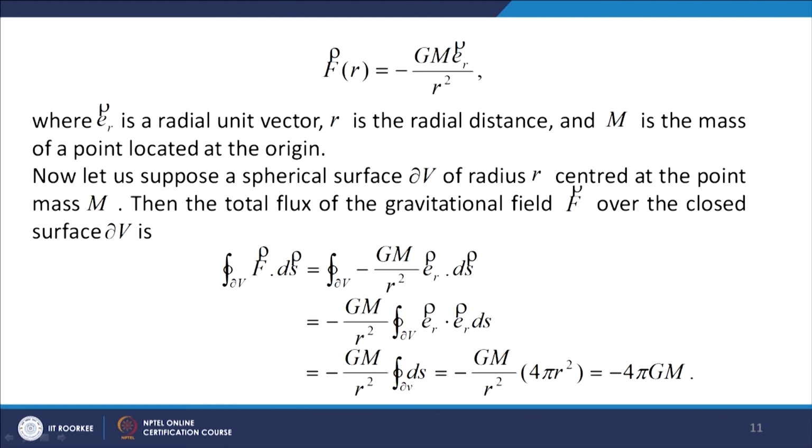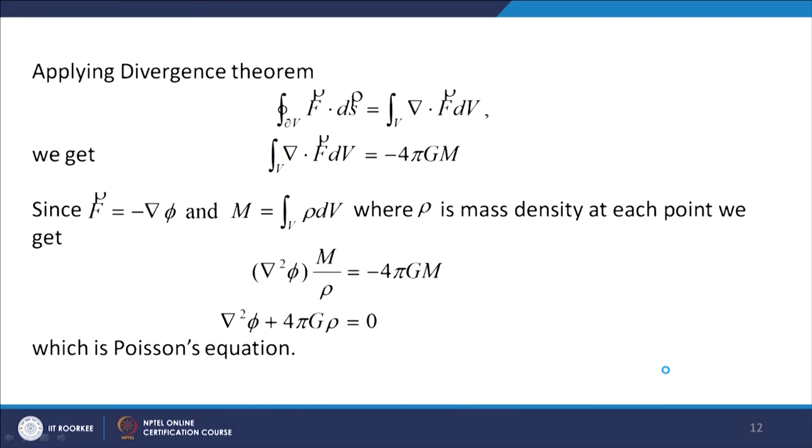So, we have minus gm by R square, the integral over del B ds, and this is a surface integral. The surface area of the spherical surface of radius R is 4 pi R square. So, minus gm over R square into 4 pi R square, and we therefore have minus 4 pi gm. Now, let us apply the divergence theorem. The divergence theorem is a relation between the volume integral and the surface integral.